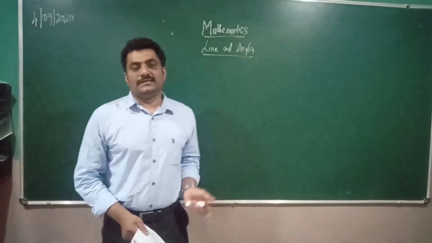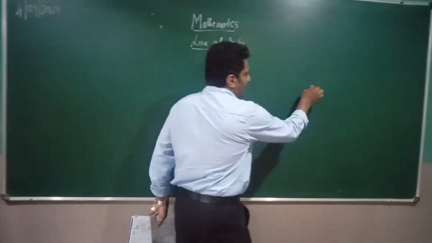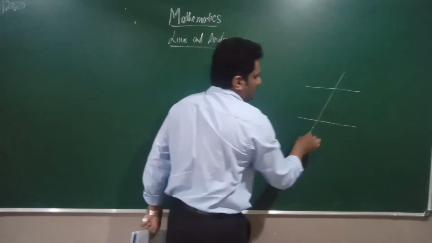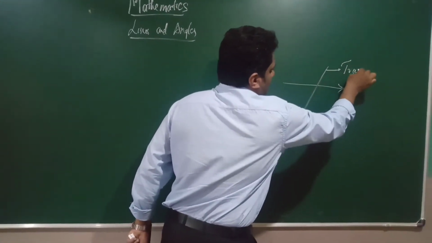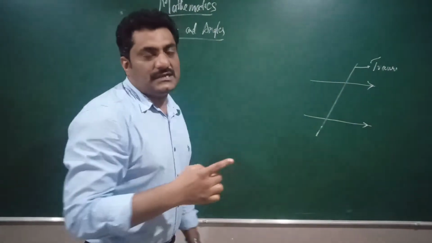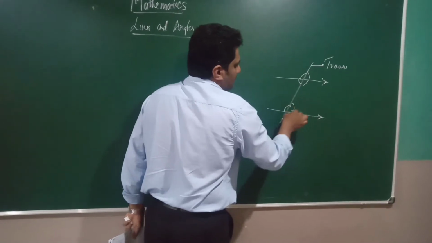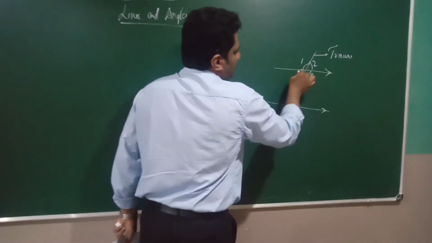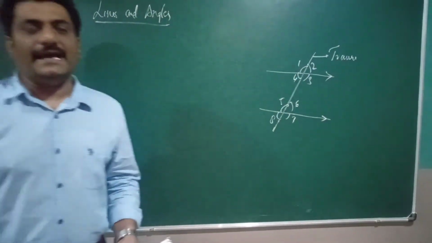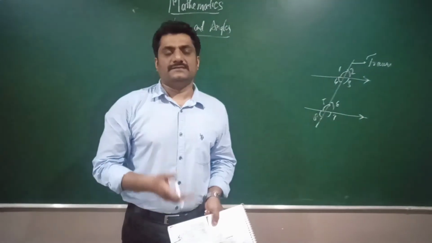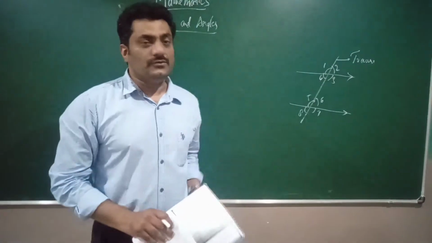Now, the next concept and the problems related here is about the pair of lines. I've already explained about this concept. This is parallel line and this is transversal. When we have a transversal on a set of lines, we get 8 angles: 1, 2, 3, 4, 5, 6, 7, 8. And in this, we have alternate angles, corresponding angles, vertically opposite and co-interior angles. Now we are doing problems related to this concept.